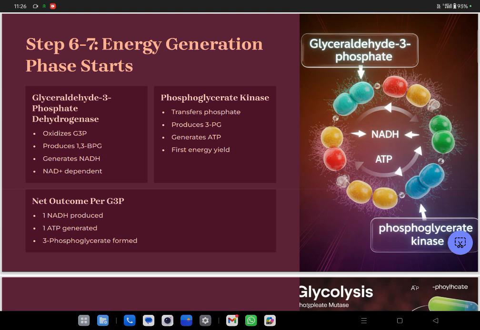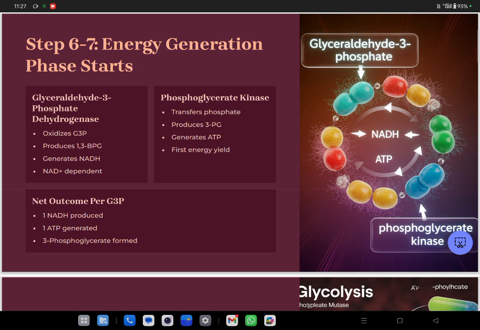Next is phosphoglycerate kinase. It transfers phosphate and produces 3-phosphoglycerate. That is, it was 1,3-bisphosphoglycerate. So one phosphate is now transferred to an ADP and it becomes 3-phosphoglycerate. One step down, the energy falls in 3-phosphoglycerate. It generates ATP. This is the first energy which has been yielded.